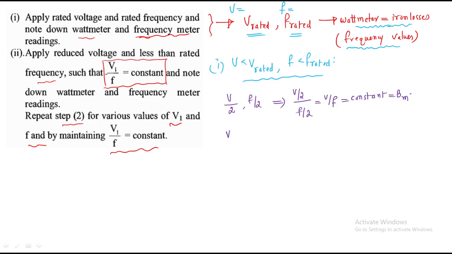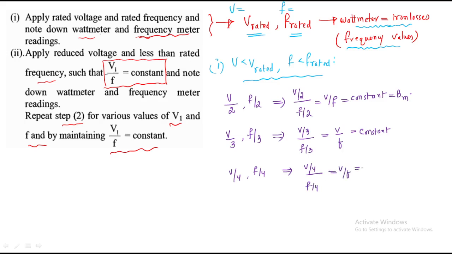For example, at a later stage, I would like to decrease the rated voltage to 1/3 of its value, that is V by 3 and F by 3. What is the value of V by F? Is there any change in the value of magnetic flux density? There is no change in the value of flux. In any case, V by F is constant. Now V by 4 and F by 4. At any case, the voltage and frequency ratio is maintained constant.